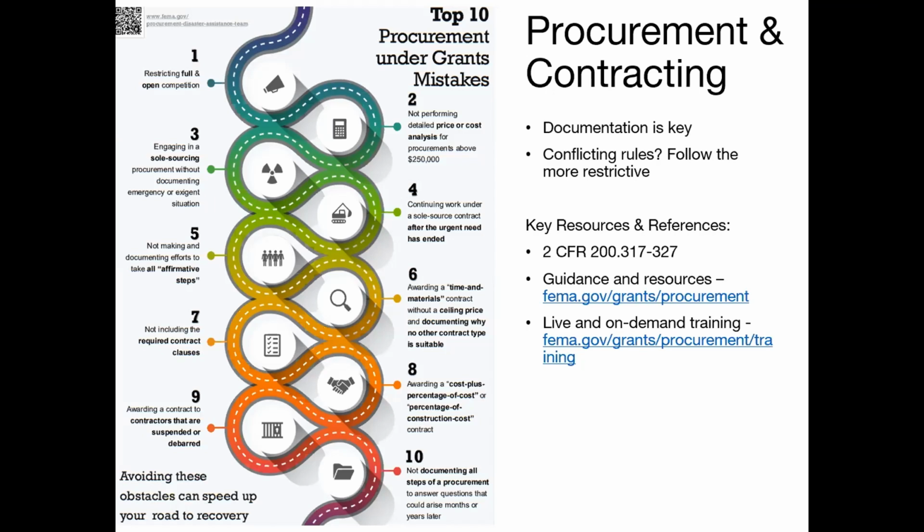Non-state applicants, counties, cities, local government entities, and PNPs must use their own written procurement procedures that reflect applicable state, tribal, and local government laws and regulations. However, your procurement policies must conform to applicable federal law and standards. Federal procurement requirements are outlined in 2 CFR 200.317 through 327. Additional resource guidance and training can be found on FEMA's website. If you have a conflict between rules, the general guidance is to follow the more restrictive rule.